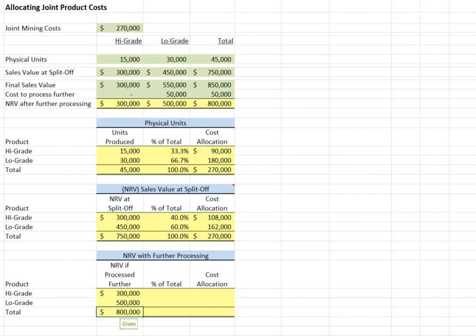In terms of a percentage of our final sales value, the high-grade coal will be 37.5% of the value, the low-grade 62.5%. For the high-grade, we assign 37.5% of the $270,000 to the high-grade coal, and we allocate $168,750 in cost to the low-grade coal.